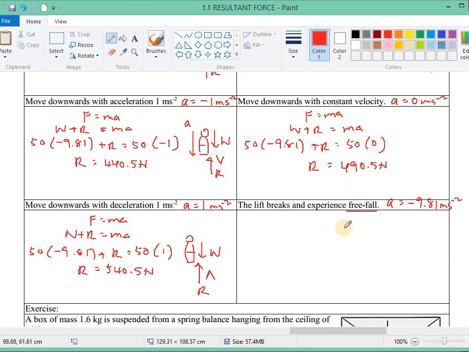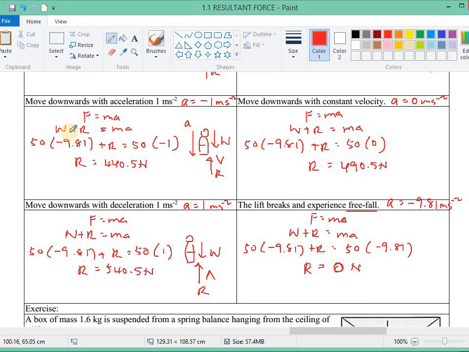So what will be the reaction force? You see this one 50 times negative 9.81 with 50 times negative 9.81, so that means the reaction will be 0 newton. So when the reaction is 0, that means the force upward is 0. So that means the weight is the only force that pulls the girl down. So the girl will experience free fall. That means falling at gravitational acceleration, 9.81 meter per second per second.